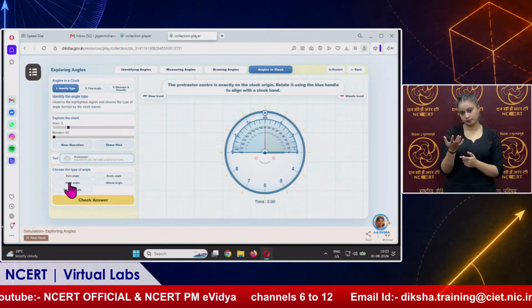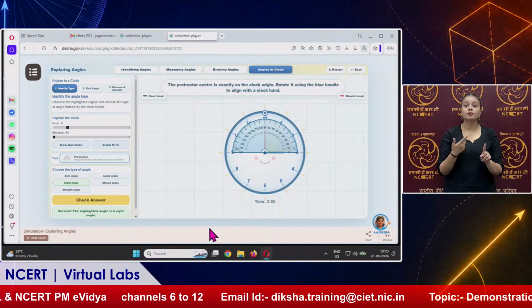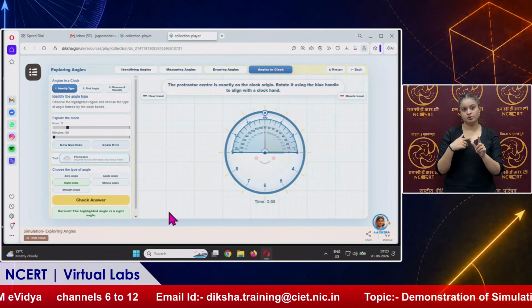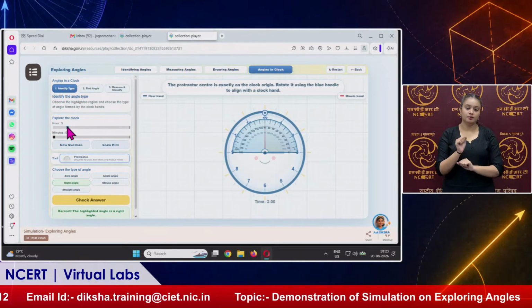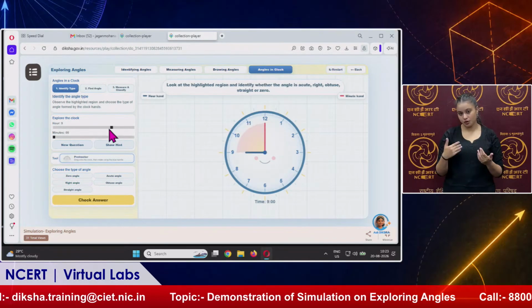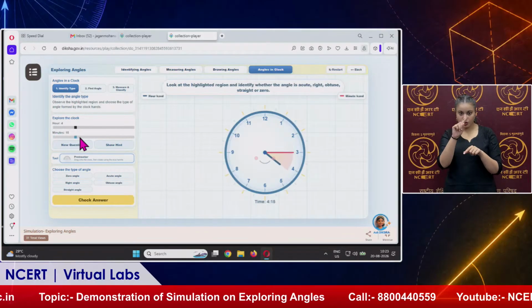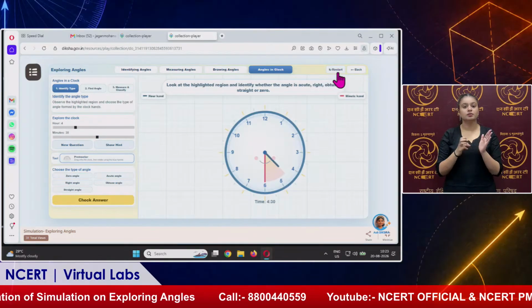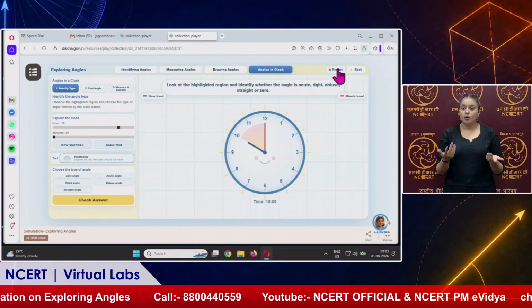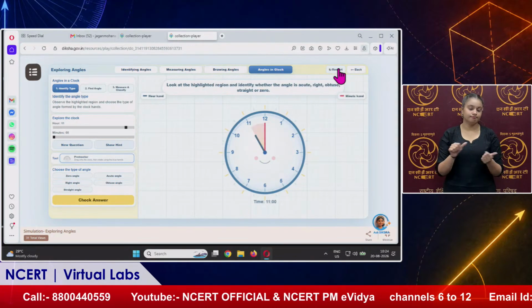So here we have to answer what type of angle. It's a right angle. Now the answer is correct. So this is the way we can also do it manually. We can also cross check and manually adjust these needles, both the hours needle as well as the minutes needle, and also automatically we can reset with the help of the reset button.